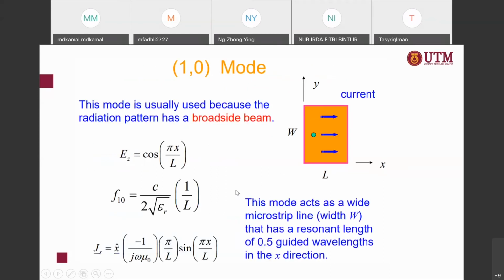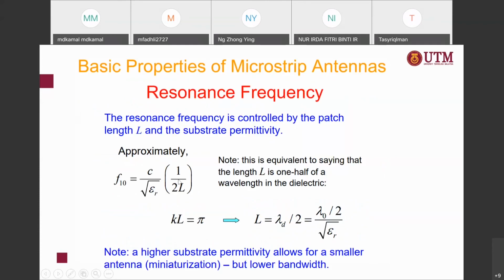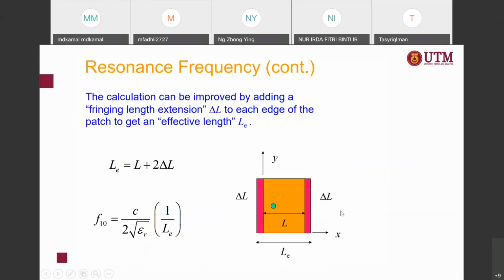So if you talk about the dominant mode here, you can find this particular f10. This is the same value that you obtained before using the transmission line method. The same thing, we have L effective equal to L plus 2 delta L. For the dominant mode, we know that c over 2 multiplied by 1 over L effective here, with epsilon R.